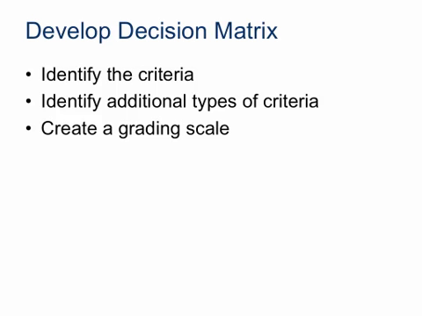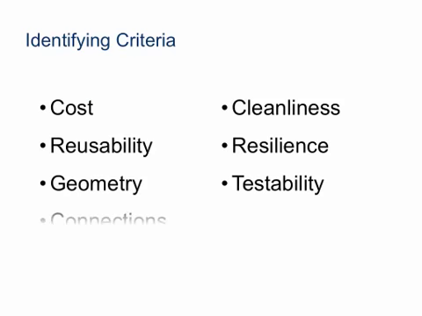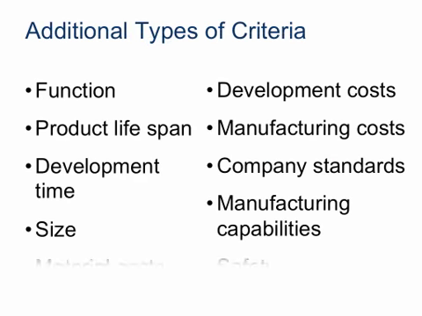Okay, and then identify any other additional types of criteria and come up with a grading scale. And then you're going to do this on your own. I mean, this is your decision. What do you value the most in your project? How do you want to do that? Okay, so maybe it's cost or reusability, or, you know, it could be any of those things. Testability or resilience, any of those ideas could be your criteria for coming up with this.